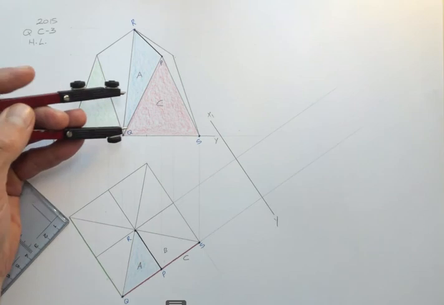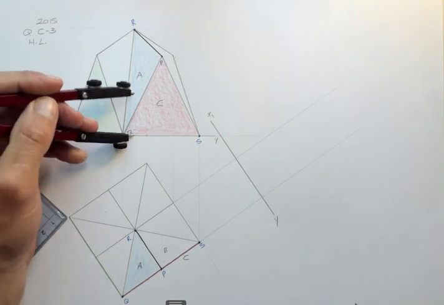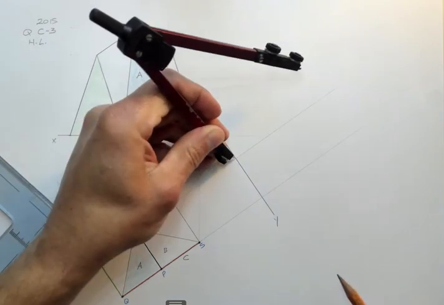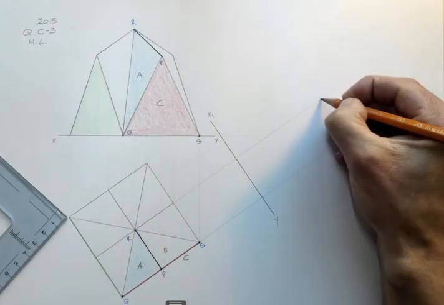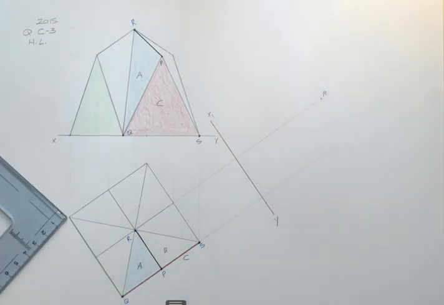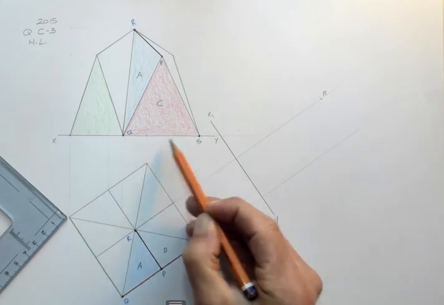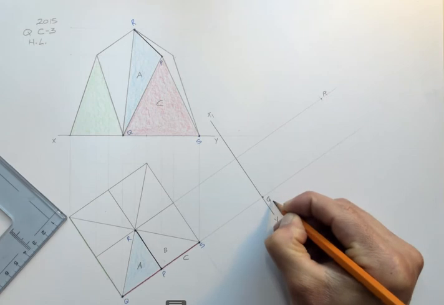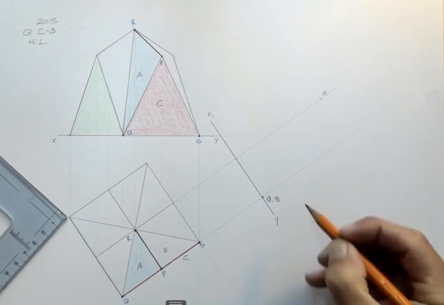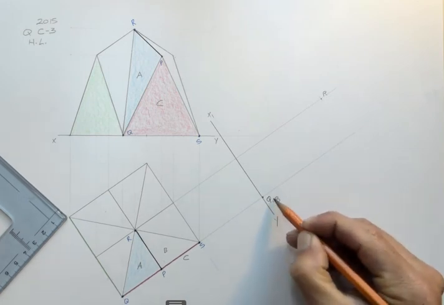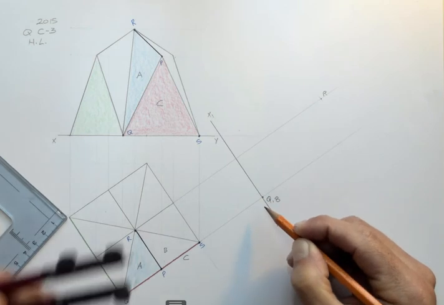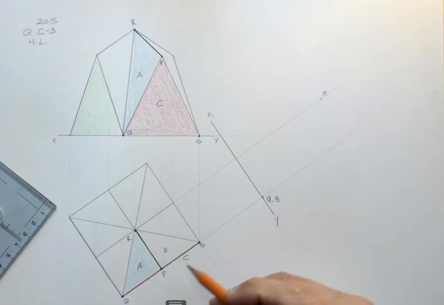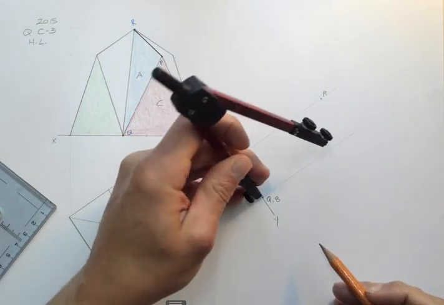Height in elevation. Height of point R. Strike it off in our auxiliary. So we get point R. Q and S both have a height of 0. So Q and S, when we bring them up, are both on the XY line. And the height of point P, and we project it out, and we get point P.